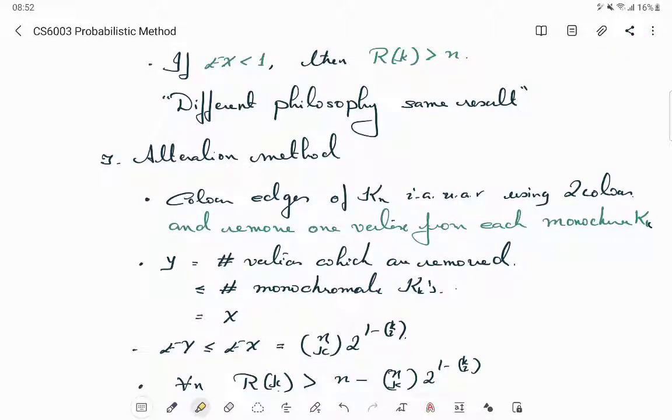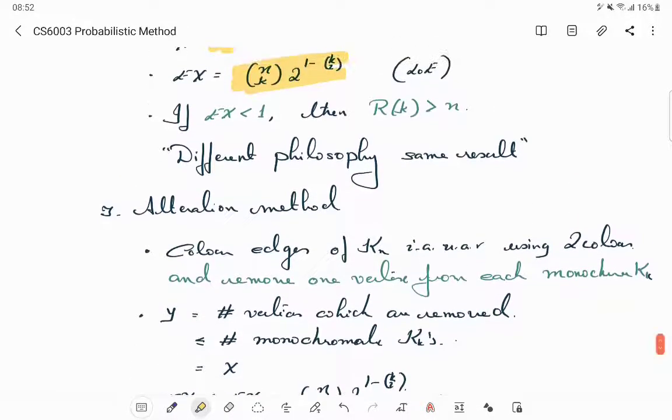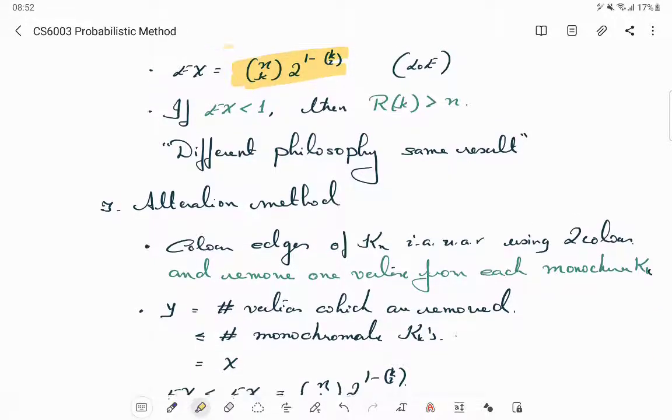But anyway, that's a minor side point. The thing is that the alterations that we wanted to do, the number of vertices which we want to remove, can be upper bounded by this random variable that we were analyzing in the previous method, the number of monochromatic K_k's.